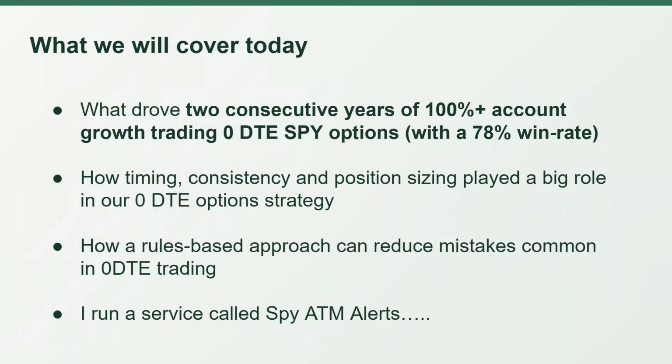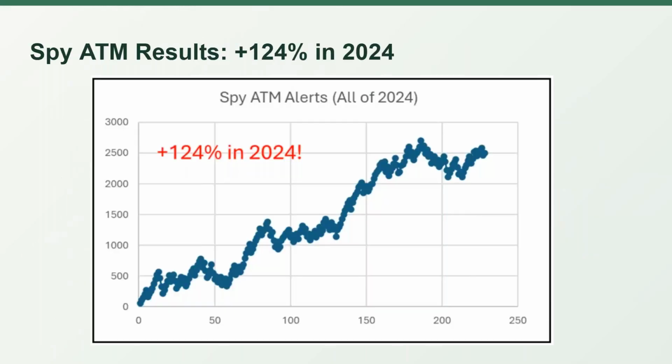So this is what we're going to cover today. I'm going to start off by showing you some results from a service that we run called Spy ATM Alerts. It's 2 consecutive years of 100% account growth using zero DTE SPY options with just a single trade every day. We have a 78% win rate on that. We're going to talk a little bit more about that later on in the presentation. I'm going to talk about how timing, consistency, and position sizing play a big role in zero DTE option strategies, and how a rules-based approach can help reduce mistakes common in zero DTE trading.